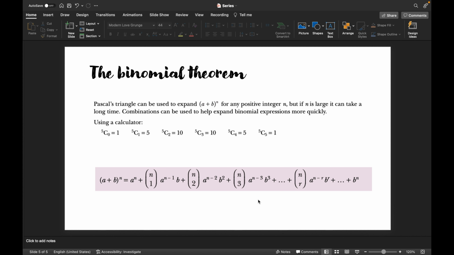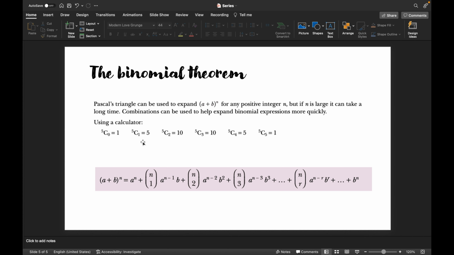Either way, you're going to end up with the same answer, but this method would be better because you wouldn't have to write down every single row in order to find a particular value. And here, the Pascal's triangle can be used to expand this function for any positive integer. But if n is large, it can take a long time. So that's what I told you before. And combinations can be used to help expand binomial expressions much more quickly. So we've learned about combinations in our, I think, 8th chapter. So I'm pretty sure you're very familiar with this.